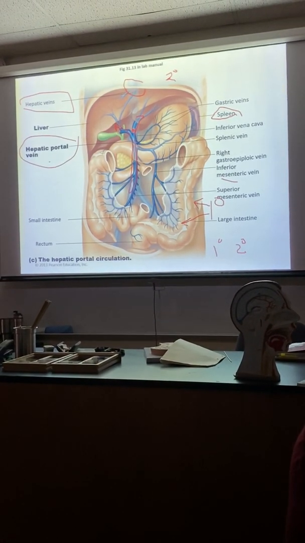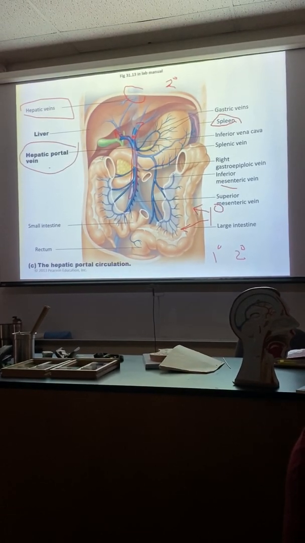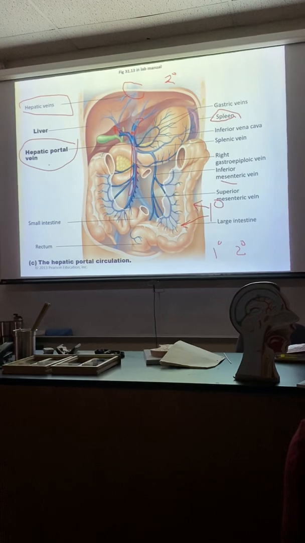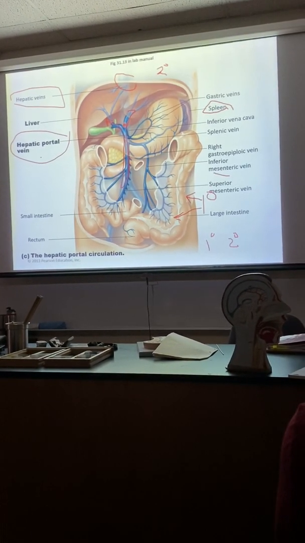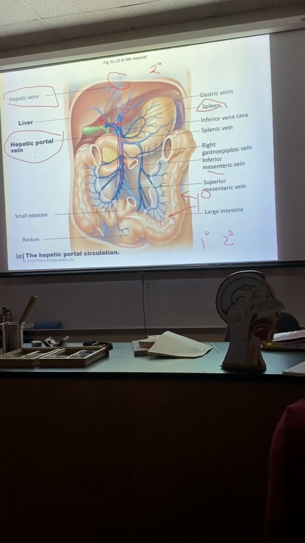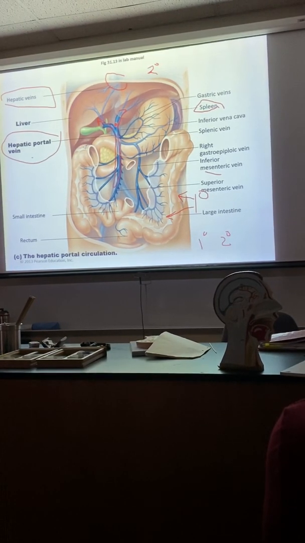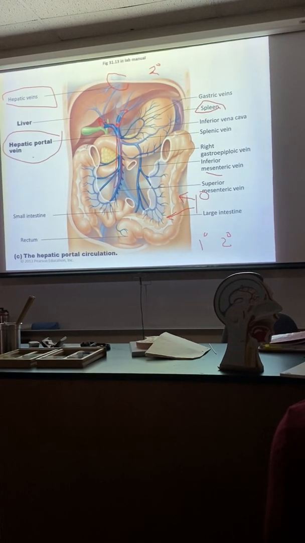So the hepatic portal system is very significant because this is the way that blood gets to the liver for processing and filtering and stuff like that before it gets emptied back into general circulation. And then that's how the liver can also carry out all of its other metabolic jobs that it does in our bodies.